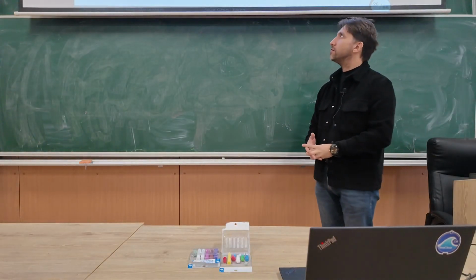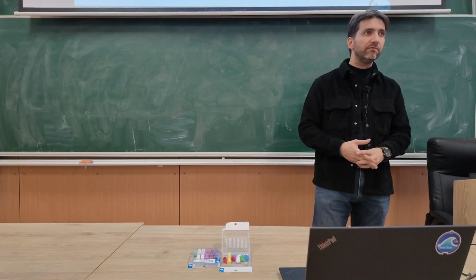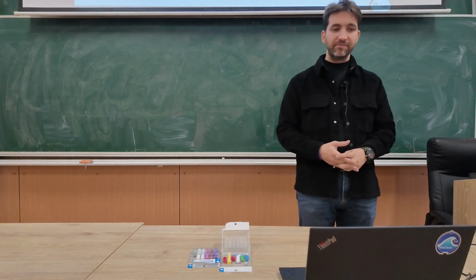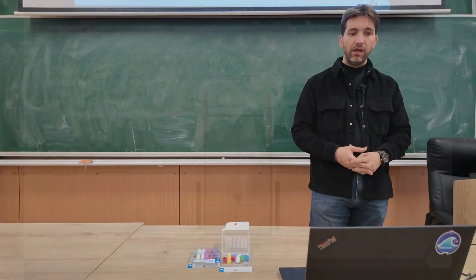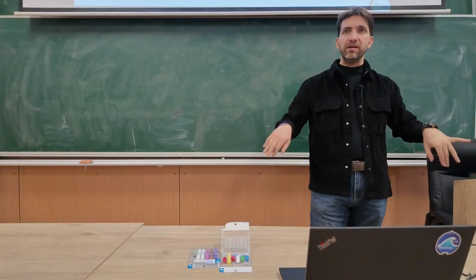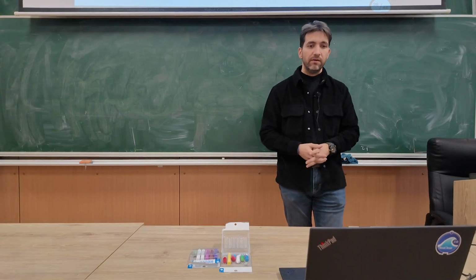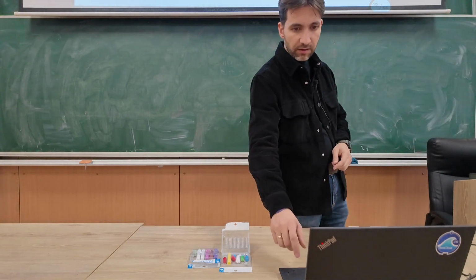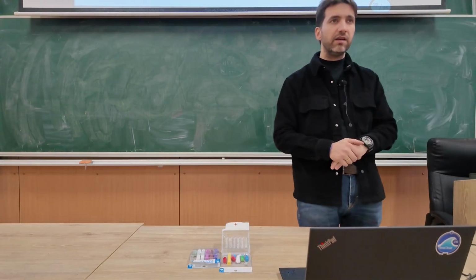All right, so we add one more wheel. We talk about 4 wheels. 2 wheels in the front are steering, and also they have traction. The back ones are fixed wheels, as with a tricycle. Right, so this is basically like a car.